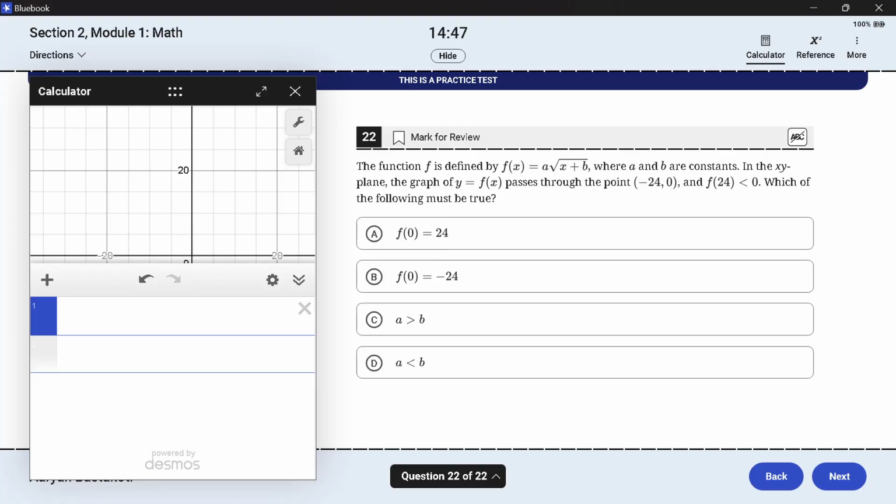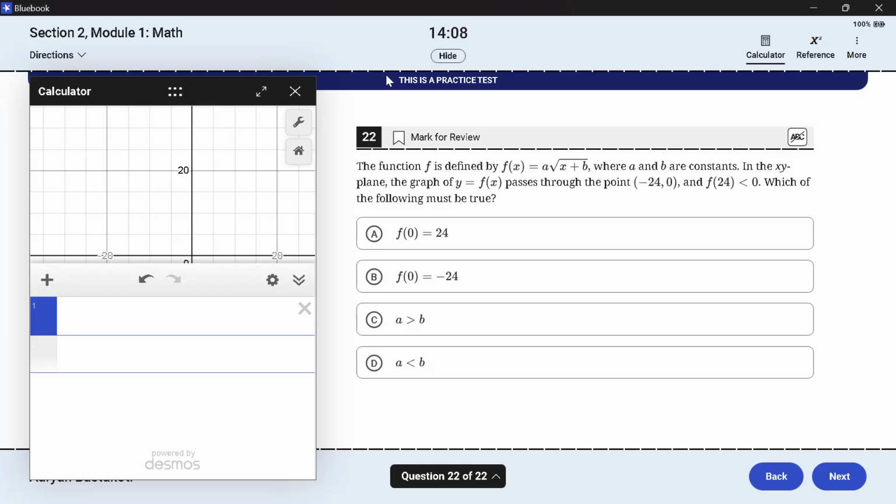We need to think more on it. If I put the value of f(x) as 0, then we get 0 equals a root under minus 24 plus b. And if I do f of 24, then we get a root under 24 plus b.